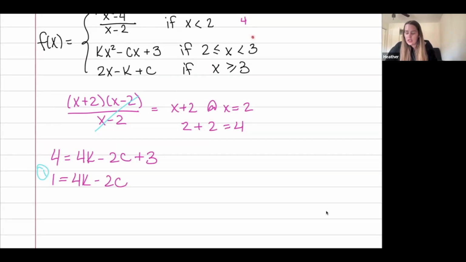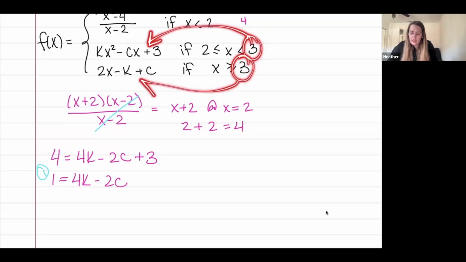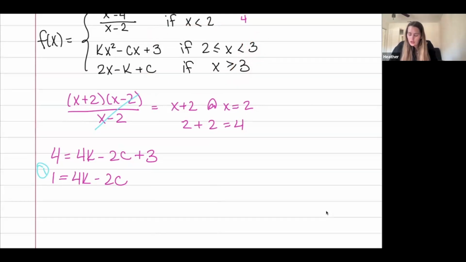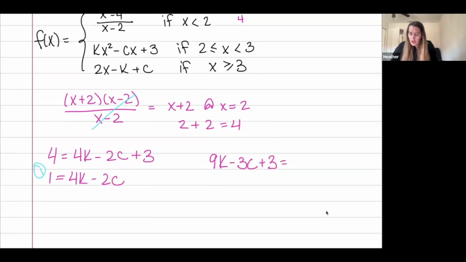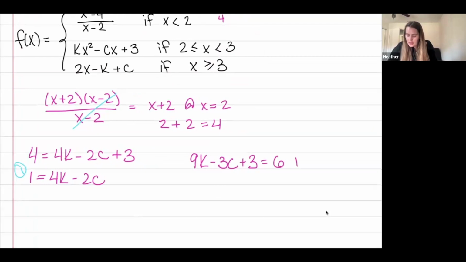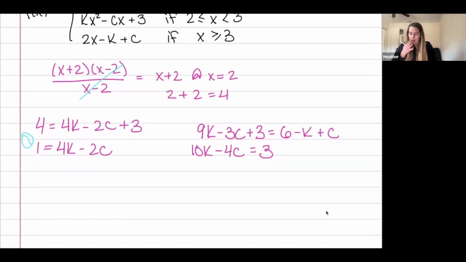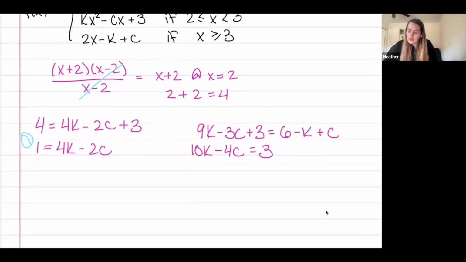So for our next equation, we're going to use the 3. So I'm going to use 3 into this one, 3 into this one, set them equal. Let's do it. 3 squared is 9k minus 3c plus 3 is equal to the bottom one there, 6 minus k plus c. Go ahead and clean this one up as well. Add over the k, subtract a c, and move that 3 on over. Awesome. So then I kind of look at them and I see what do they have in common. By the way, this is equation number 2.